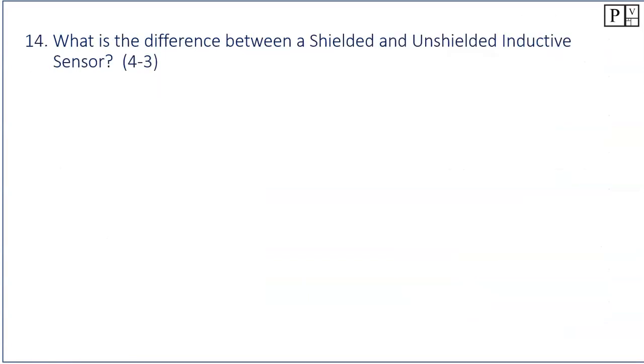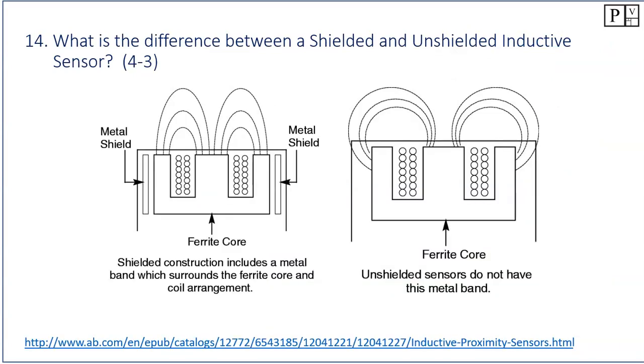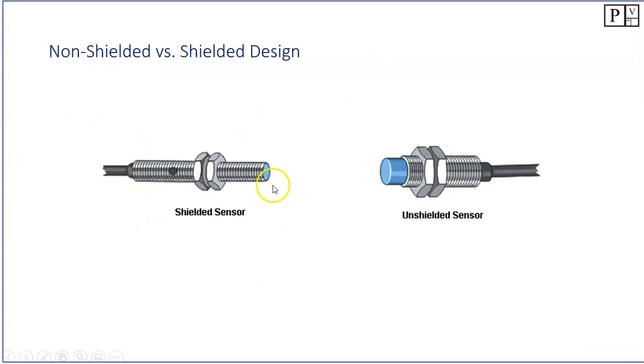Okay, what's the difference between shielded and unshielded? That's what I alluded to before. So a shielded sensor is something where you're going to be able to flush mount that in a piece of metal. An unshielded sensor is probably the one that you're most likely going to use. So a shielded sensor looks like this, right? So the threads go all the way to the end. So I could flush mount that in a piece of metal.